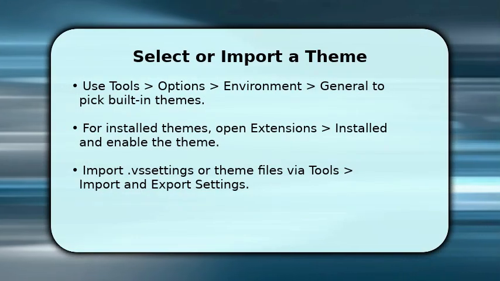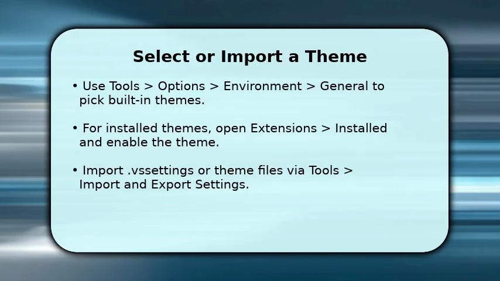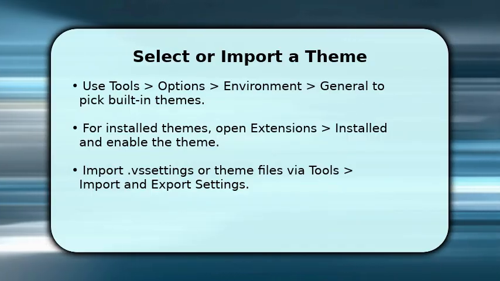Start at Tools, Options, Environment General to switch to dark, light, or blue for immediate change. This is quick for base preferences. For extension themes, open Extensions installed, enable the new theme, and then choose it in the environment settings.